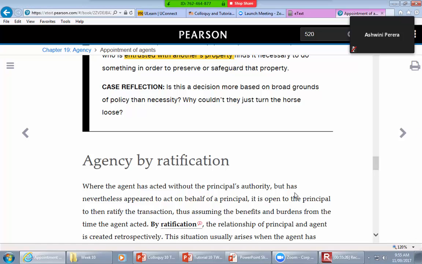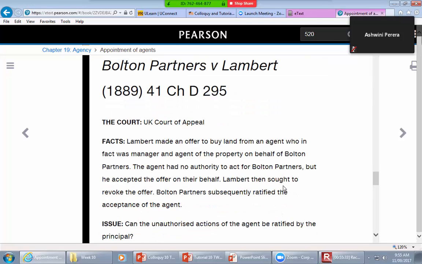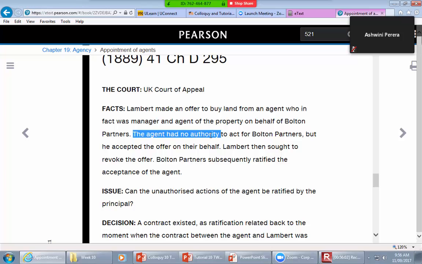Let's go again to Bolton. Bolton Partners and Lambert. Lambert made an offer to buy land from an agent. They know they're dealing not with the principal, they're dealing with the agent, who in fact was manager and agent of the property on behalf of the owners who were Bolton Partners. The problem is that this agent had no authority to act on their behalf, i.e. buying and selling the land. But he accepted this offer on their behalf.